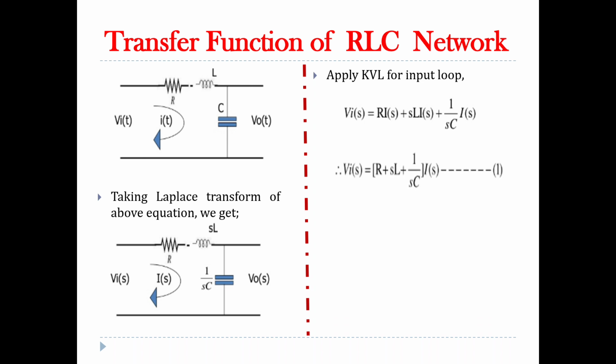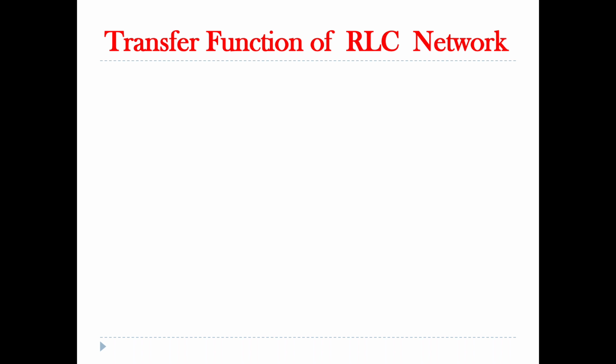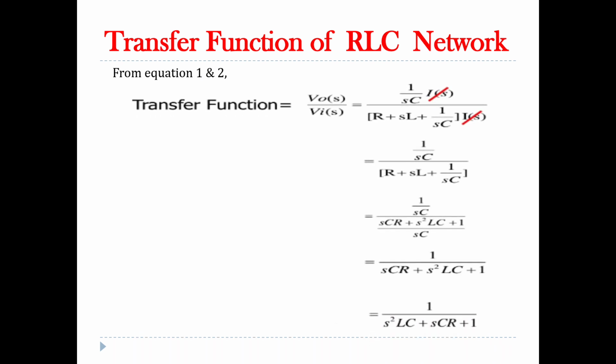Now applying KVL for the output loop, we get V0(s) = 1/sC I(s). Now from equations 1 and 2 and solving for V0(s)/Vi(s), we get V0(s)/Vi(s) = 1/(s²LC + sCR + 1).